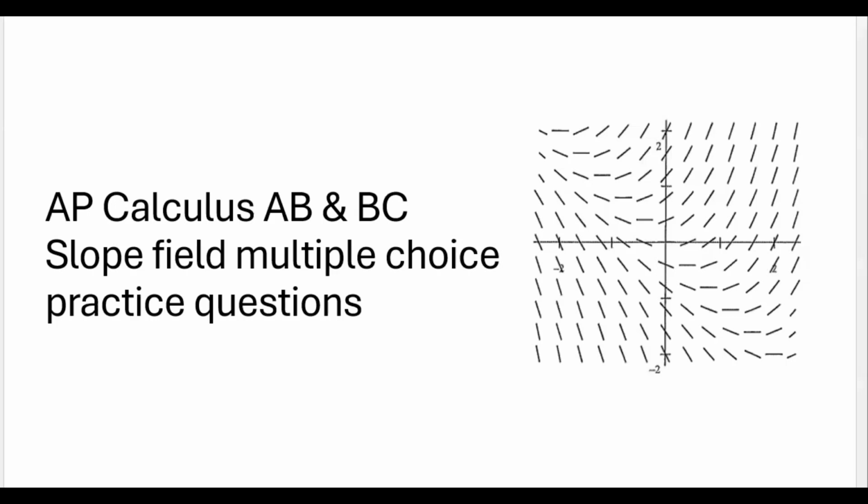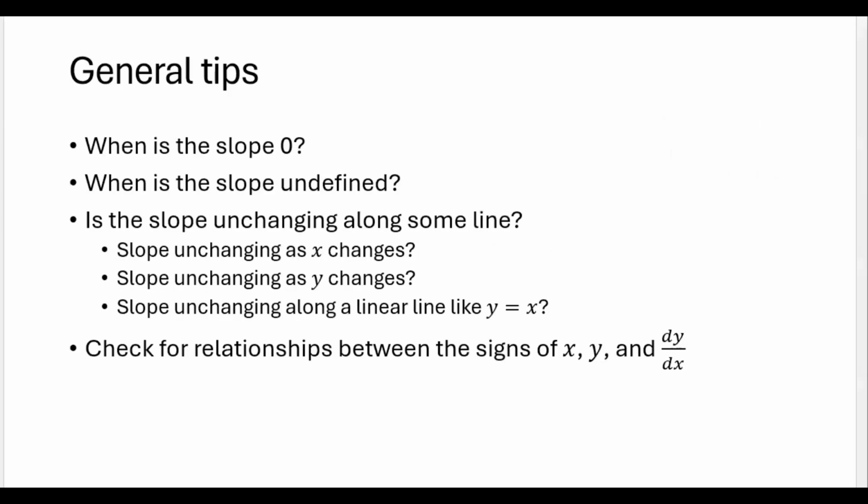This is multiple choice, so a lot of the time, at least for me, I just do process of elimination. But first, some general tips. These come from me doing so many problems and helping students with so many problems. These are general things that I found are good to look out for to eliminate choices right away, or even pick the choice right away. So you want to find when the slope is 0. That's when the line that's drawn as the slope is flat. Those are easy to spot, and hopefully easy to eliminate choices with as well.